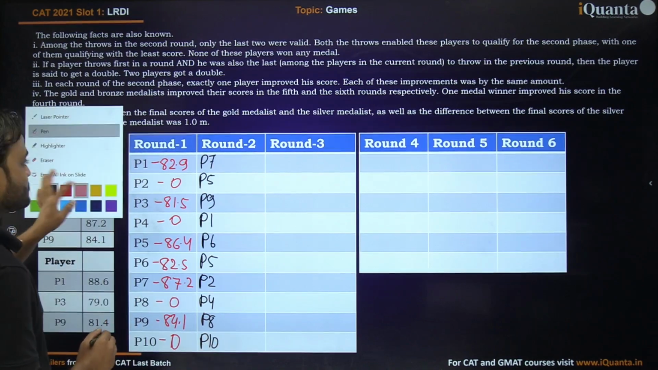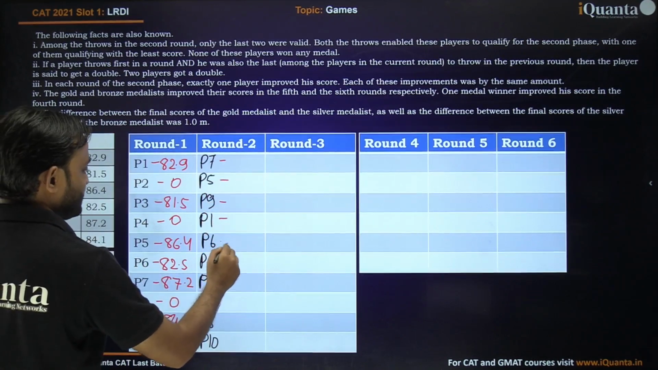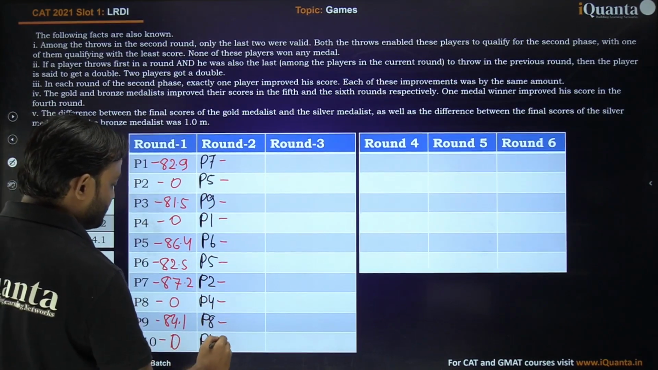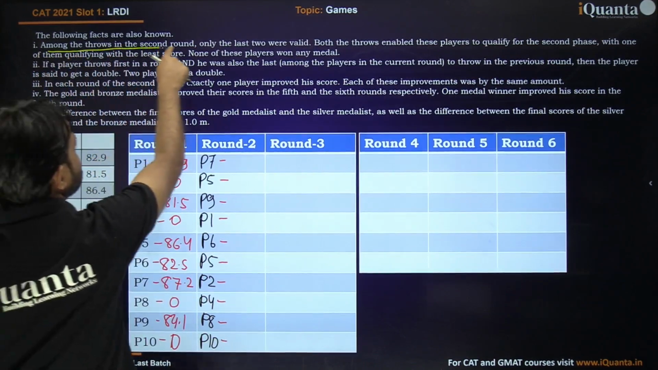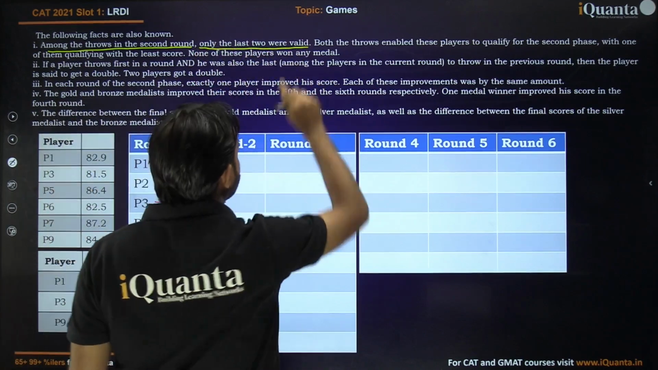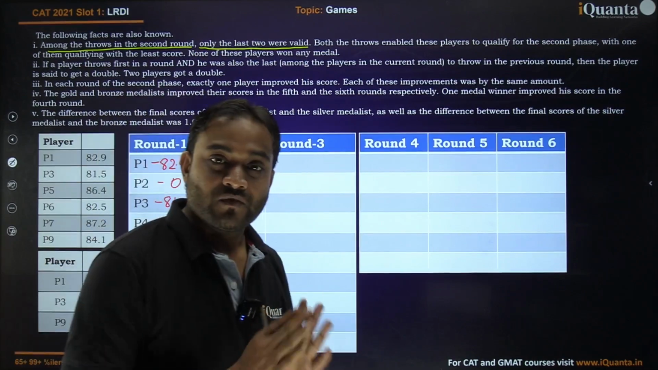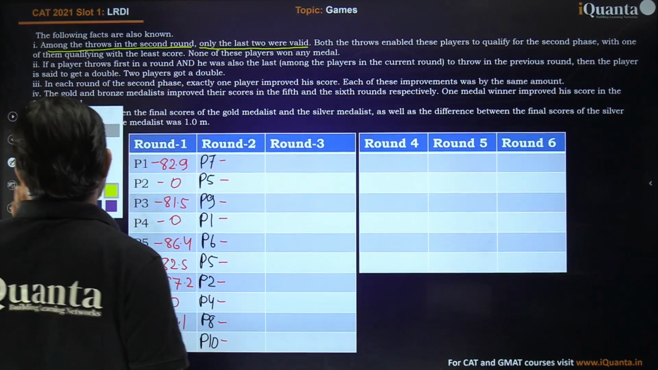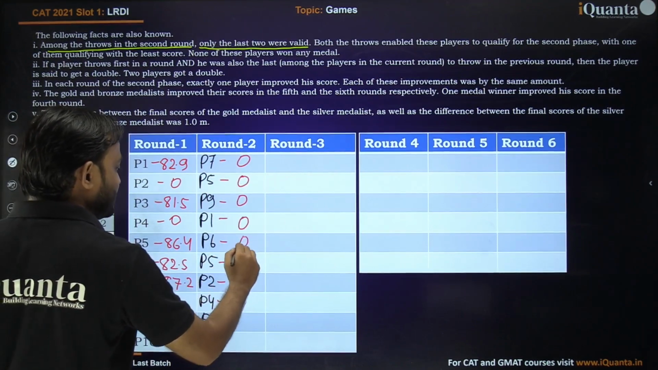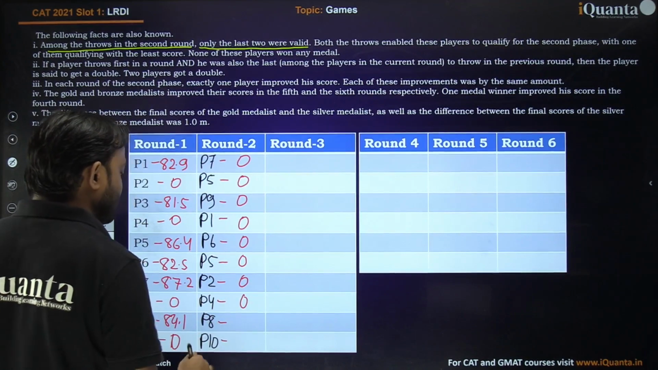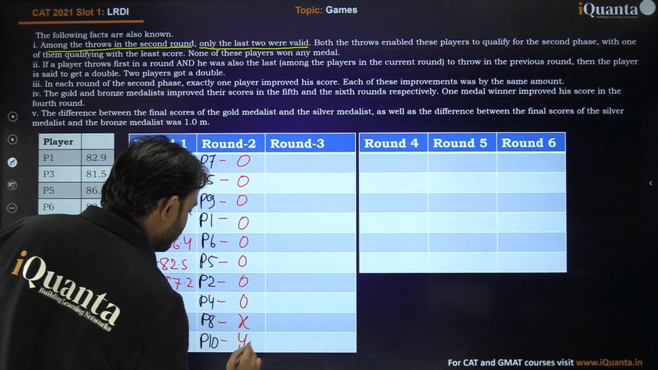Now let's write down their scores. Can we say for P7, P9, P1, P5, P2, P4, P8, P10, there is one piece of information given here. It says among the throws in the second round, only the last 2 were valid. Only the last 2 were valid. It means the rest of them did not score anything, or we can say 0, because their throws weren't valid. So let's put 0 here. Now for P8 and P10, let's say P8 scored X and P10 scored Y.